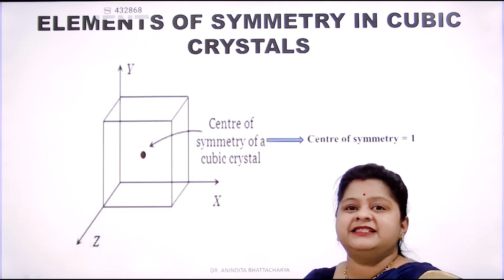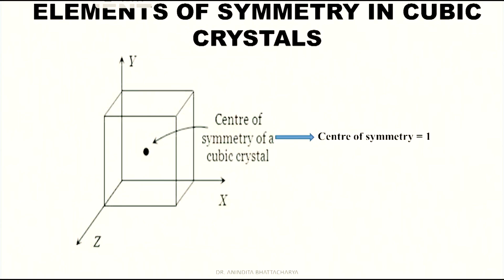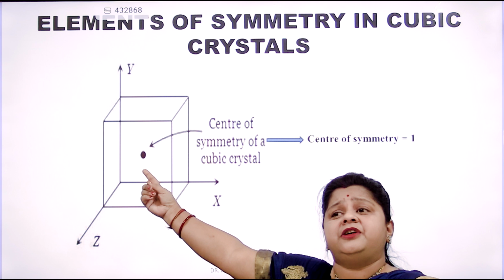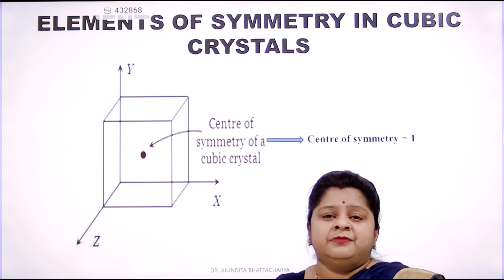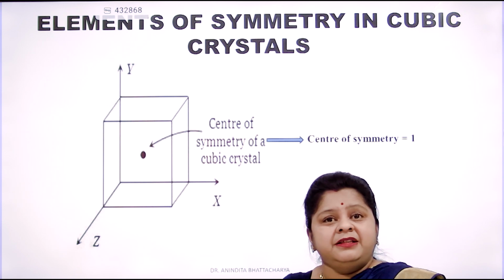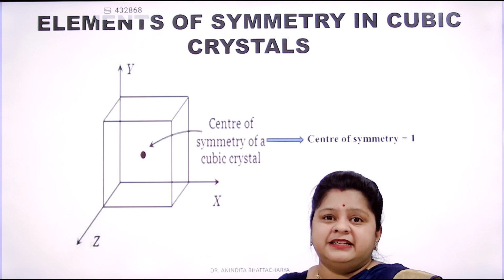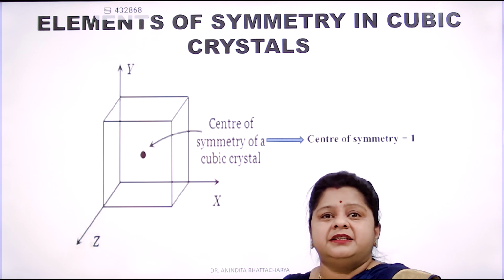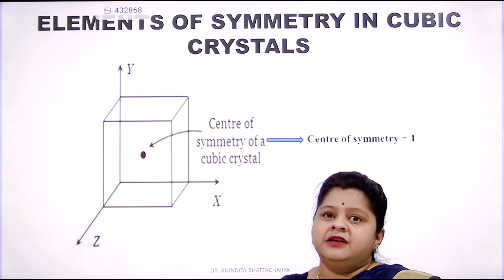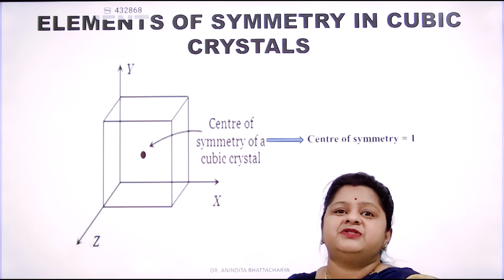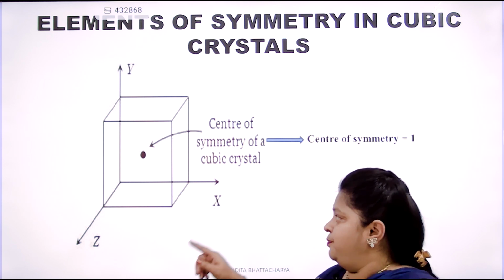Next is the center of symmetry, which I told you is the only one that is possessed in the center of the crystal, in the heart of the crystal. That is always 1. So the total elements of symmetry in a cube, 9 plus 13, that makes it 22 plus 1, 23 elements of symmetry are present in a simple cube.